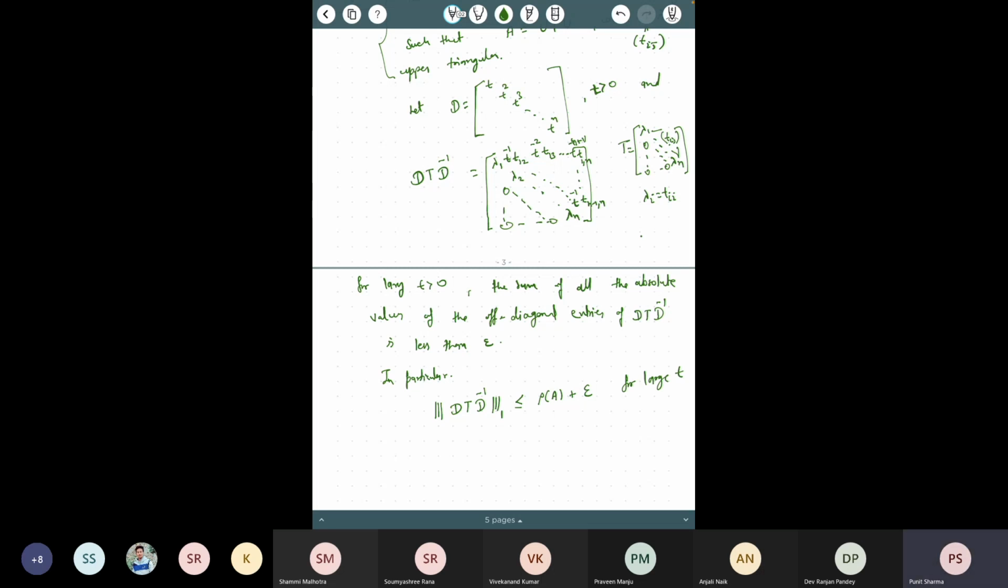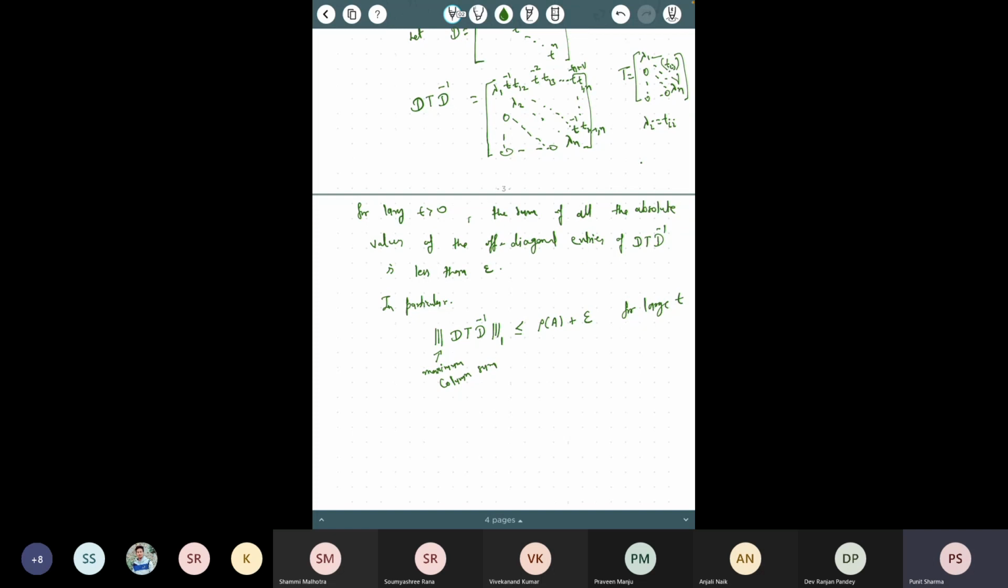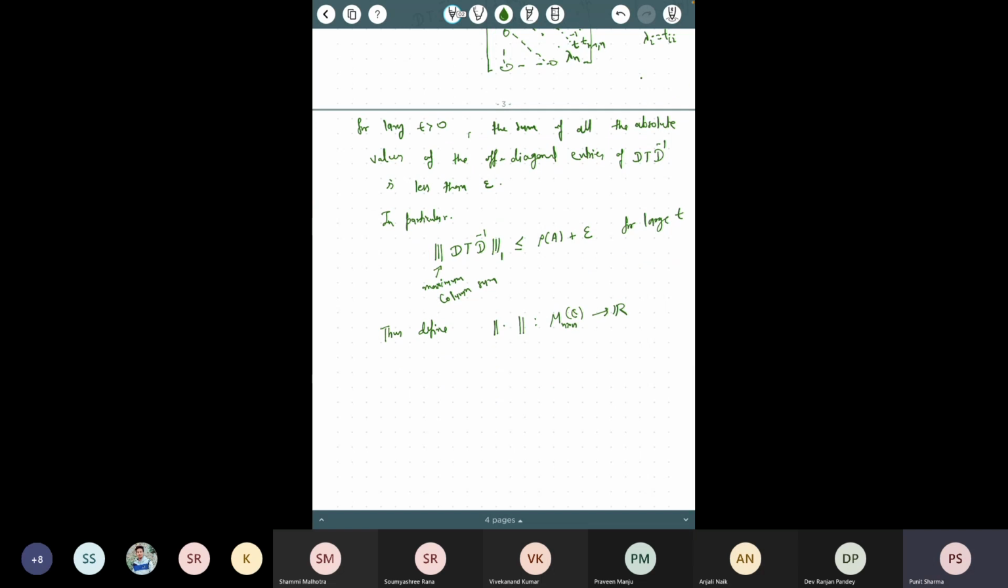Remember, the 1 norm here is the maximum column sum. So you can verify that for large t, it is possible to find a D such that this is true. For such a t, we can now define a function or a norm on this space of matrices. So how do we define this norm? Using this information, can you tell me how to define a norm such that the norm of A is less than or equal to rho A plus epsilon, where A is the given A?